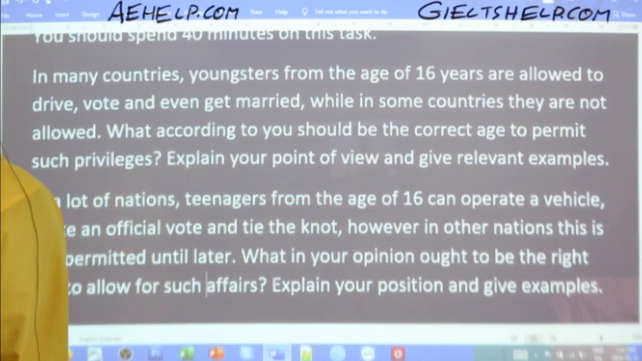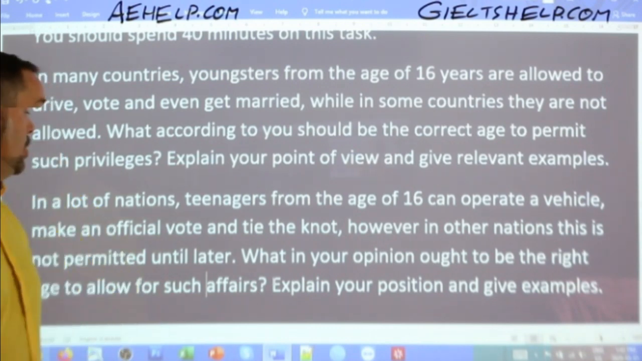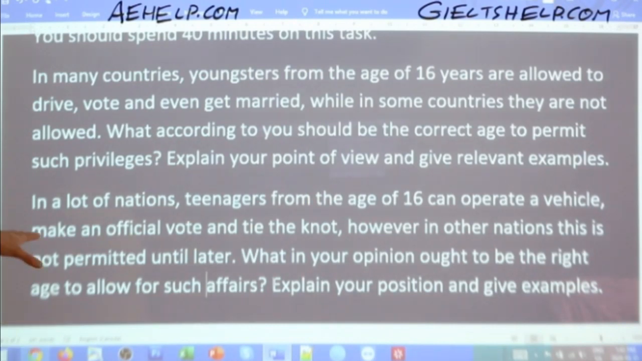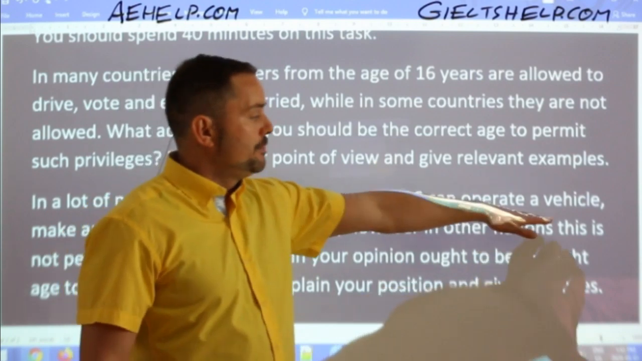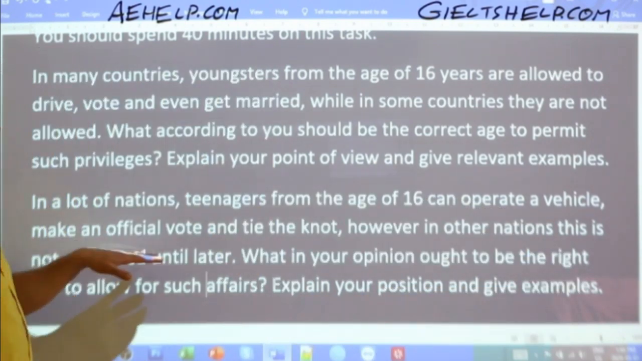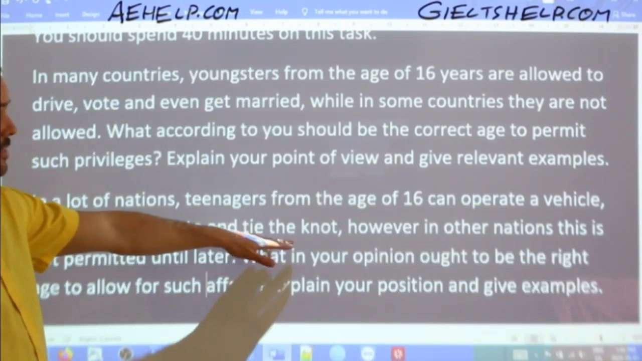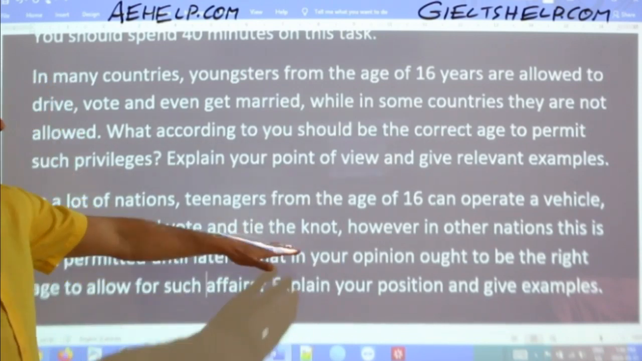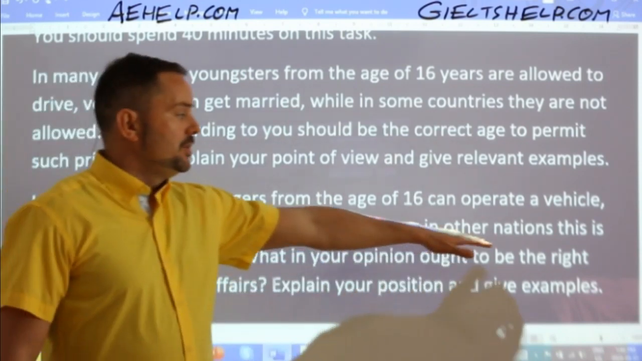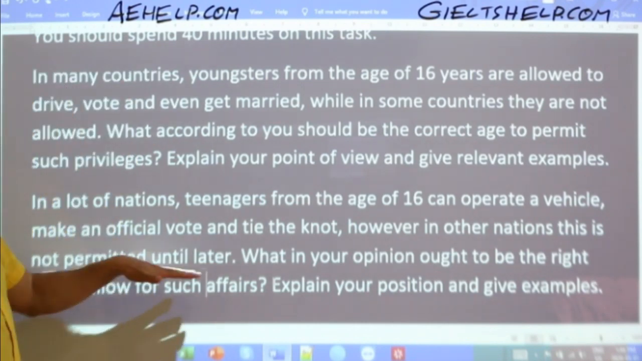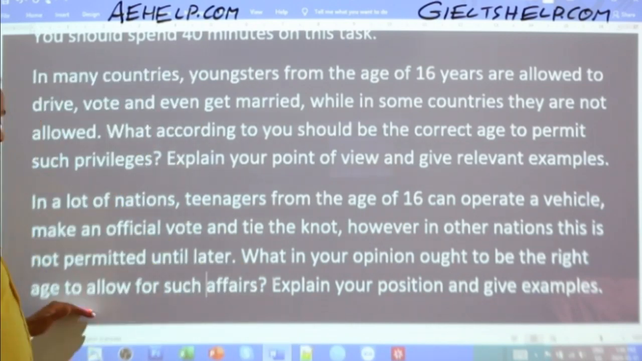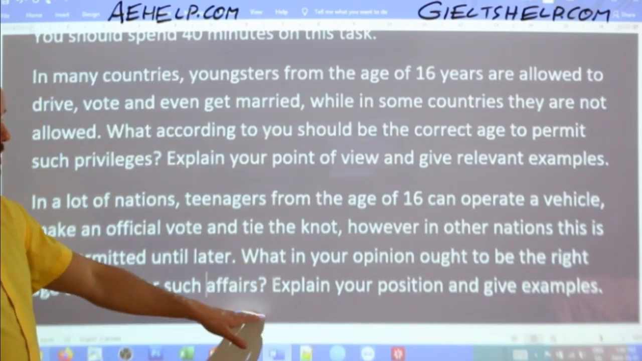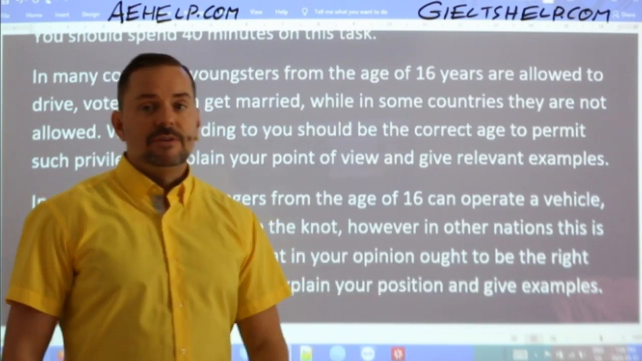All right. Here is what I wrote. Let's see. Yeah, it's okay. All right. In a lot of nations, teenagers from the age of 16 can operate a vehicle, make an official vote, and tie the knot. Tie the knot is an expression meaning to get married. However, in other nations, this is not permitted until later. What, in your opinion, ought to be the right age to allow for such affairs? Explain your position and give examples.